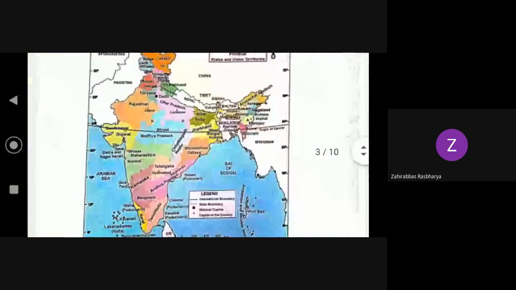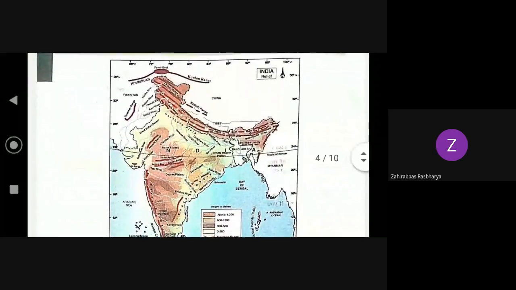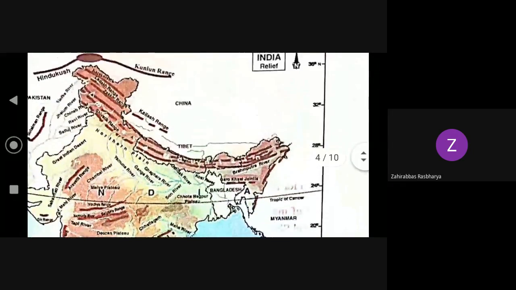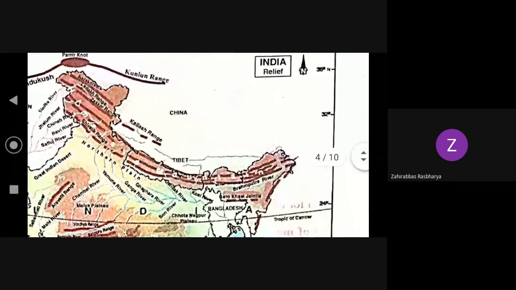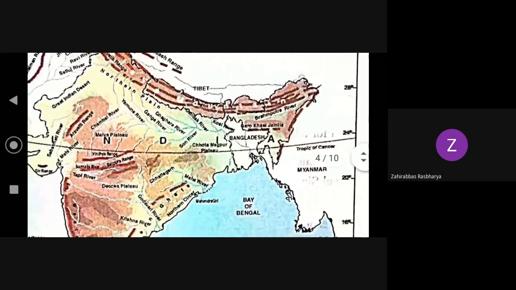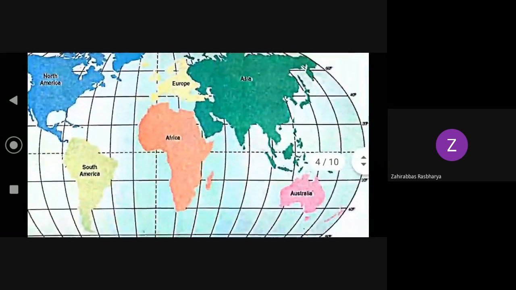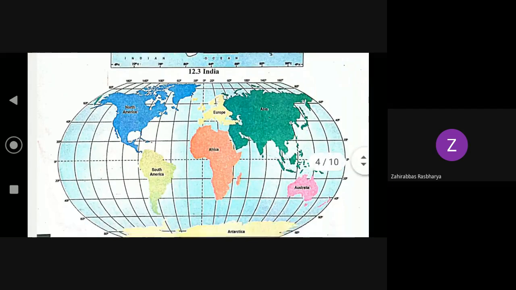Understood. So all this is about maps. Then this is again one map of different mountains. Yes, see the Himalayas. Can you see? The range is Konkani range. Can you see? Rivers are also shown in this map. Understood? And this is the map of all continents: Asia, Europe, Africa, South America, North America, Australia, Antarctica. Right? World map.